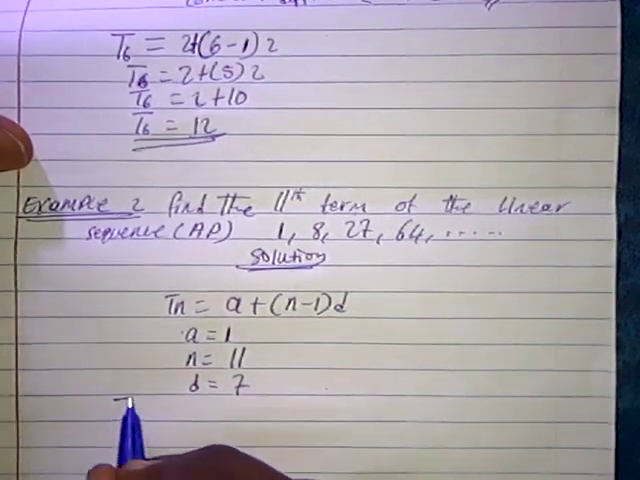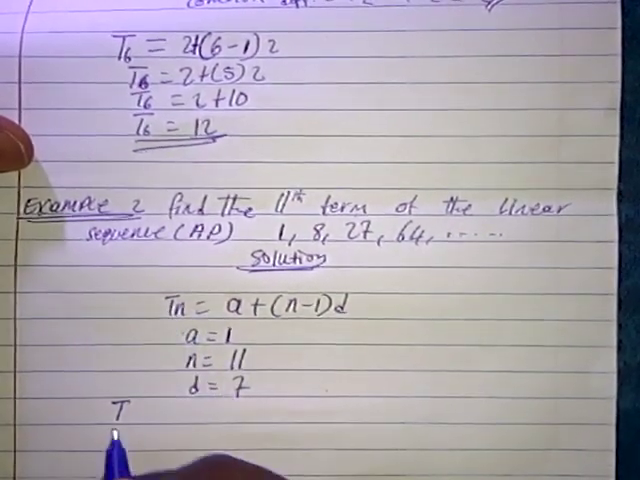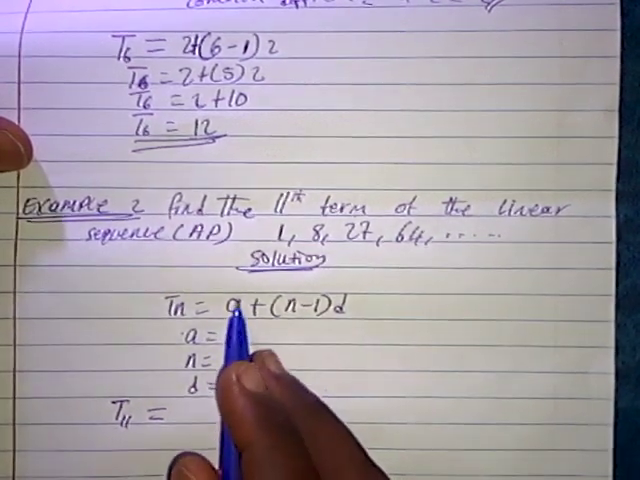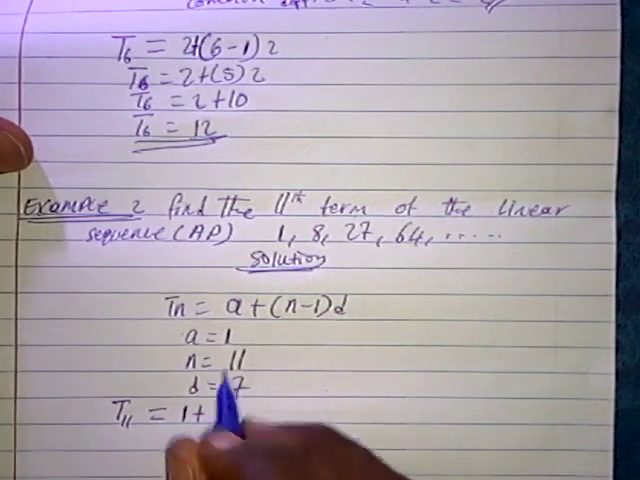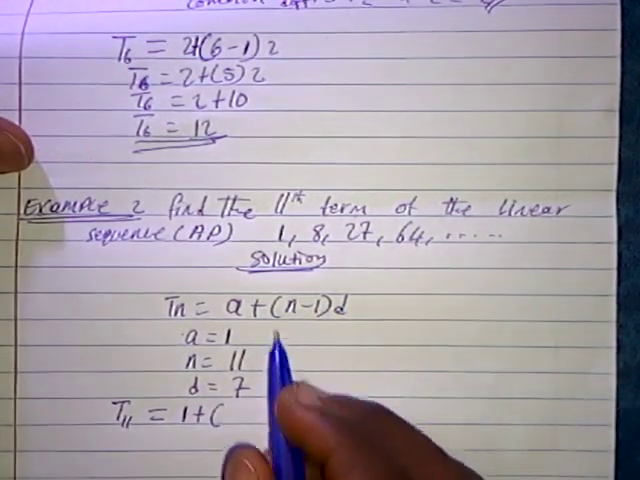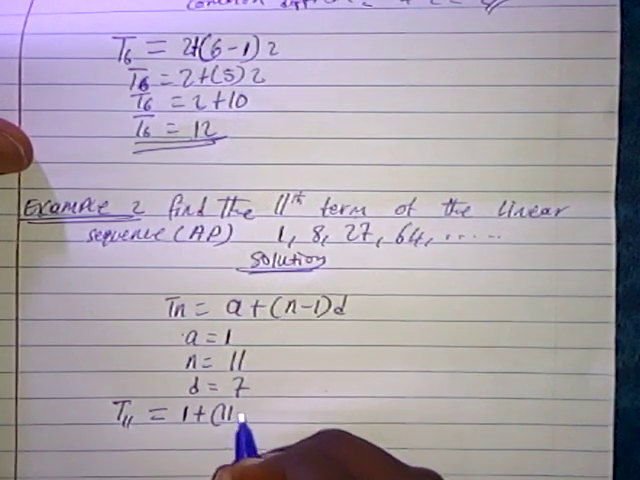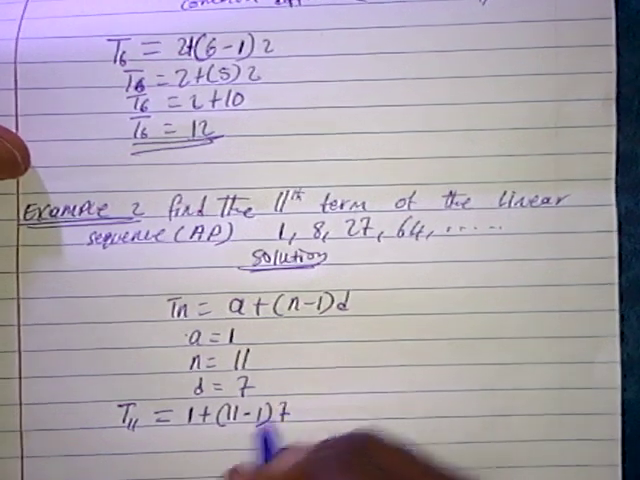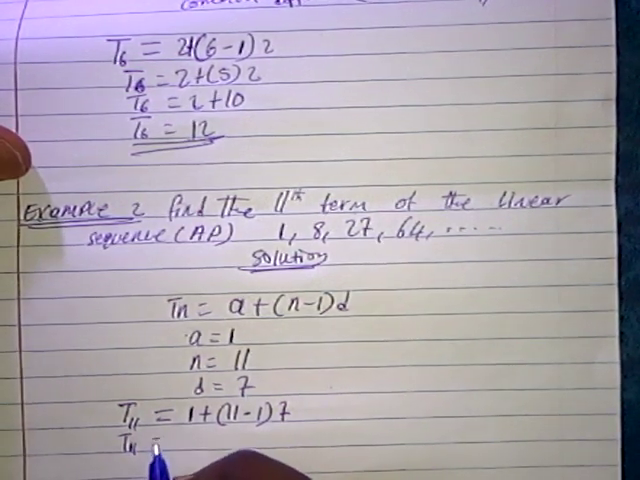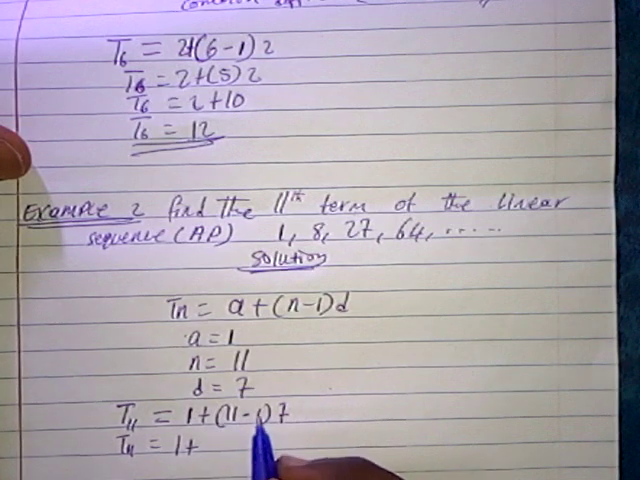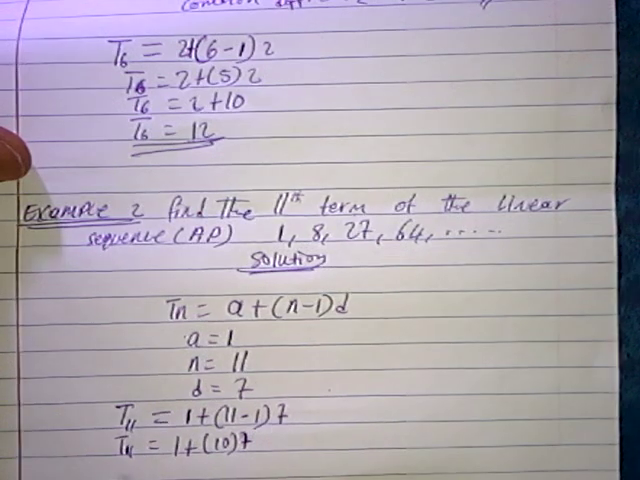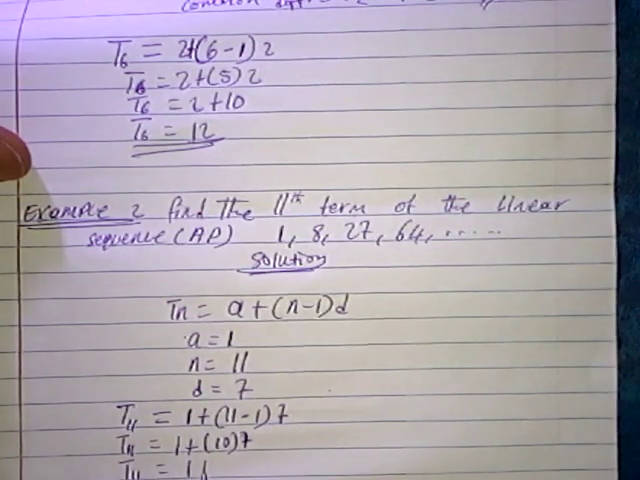We say T, what is n? The number of terms is 11. T11, the 11th term, is equal to: what is A? The first term is 1. Plus, we are now using the formula, brackets: what is n? It is 11 minus 1. What is d? The common difference is 7. So T11 is equal to 1 plus 11 minus 1, which is 10, times 7.